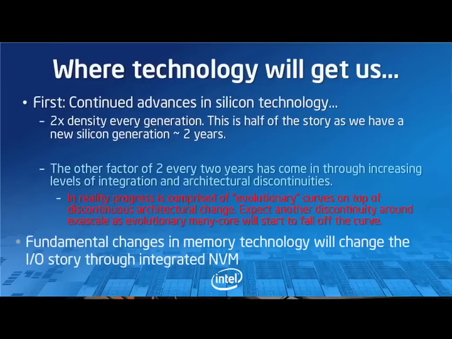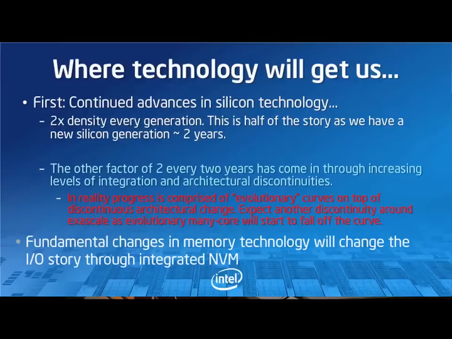So where will technology get us? Well, as I mentioned, Moore's Law is alive and well, so we'll keep advances in silicon technology. And as I mentioned, we'll get 2x density every generation. But, as I mentioned, that's only half the story. The other factor of 2 comes through increasing levels of integration and through architectural discontinuities. And by that I mean new generations of systems.